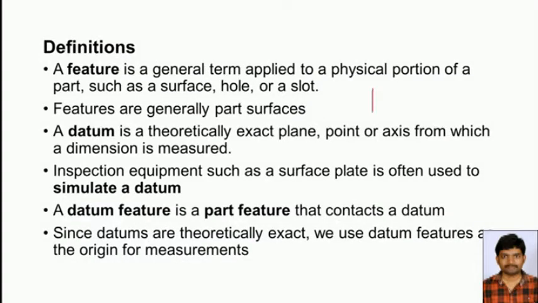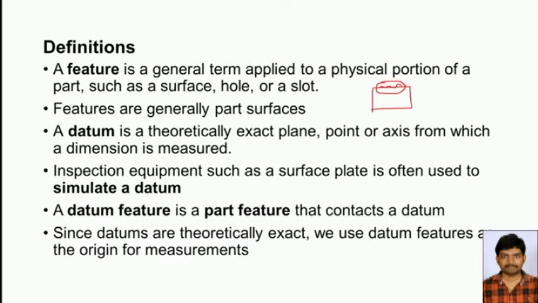So, for example, if we have this component, we have a particular surface. The particular surface means whether this particular surface is straight or cylindrical, or whether there is any out-of-roundness. Such things are known as a feature of a component.